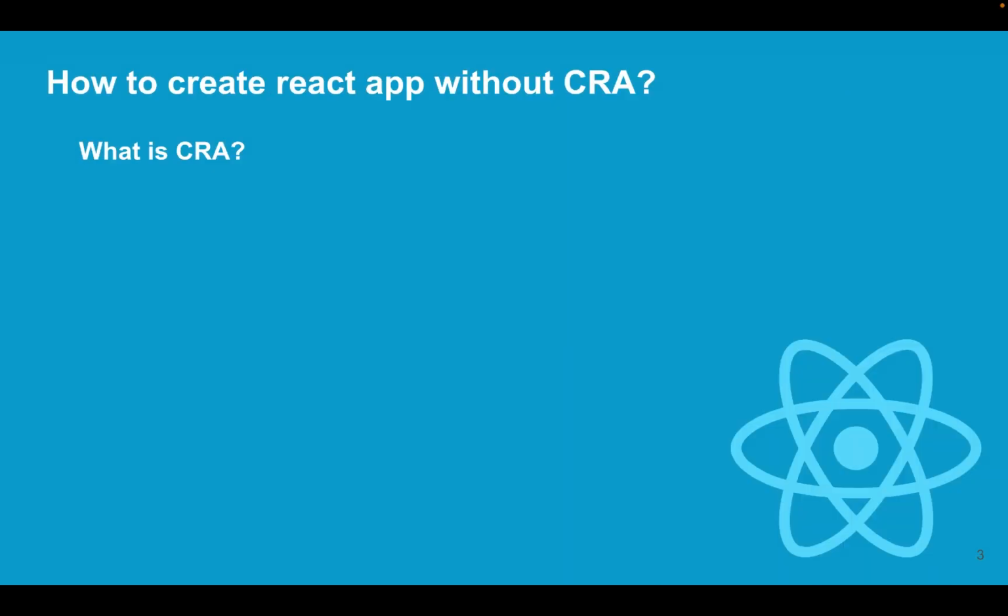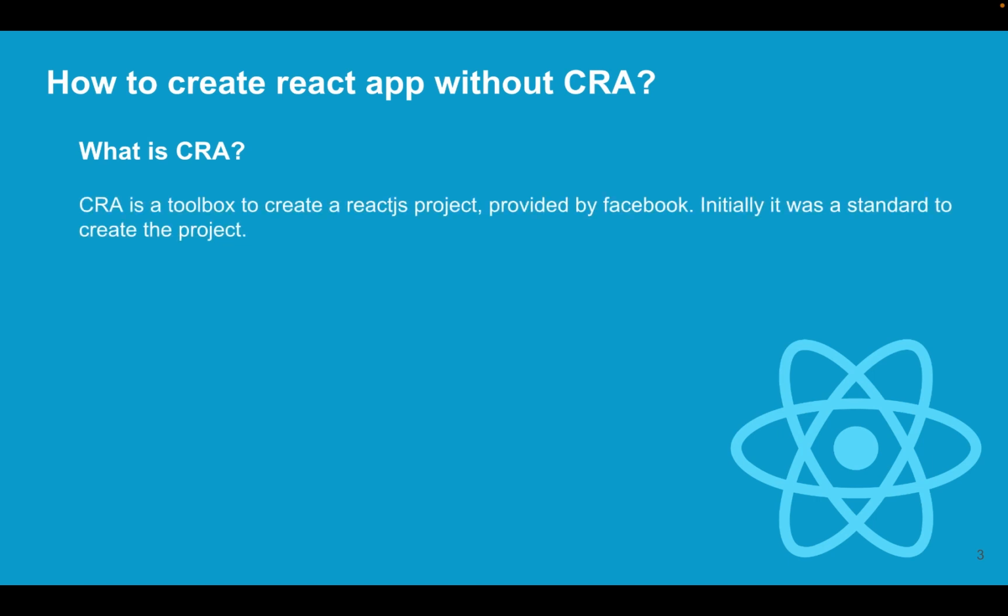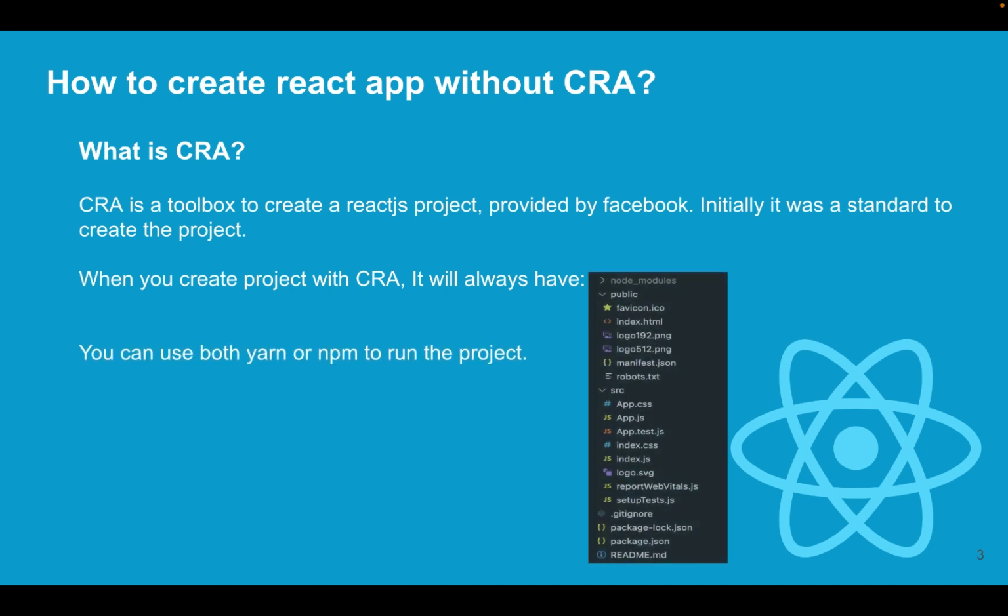So let's first see what CRA actually is. CRA is a toolbox to create React projects which was provided by Facebook, and it used to be a standard to create React projects. If you create your project with CRA, by default you will have this structure in your project. Basically CRA includes a template as well which will add the initial files already, and to run this project you can use both yarn and npm.